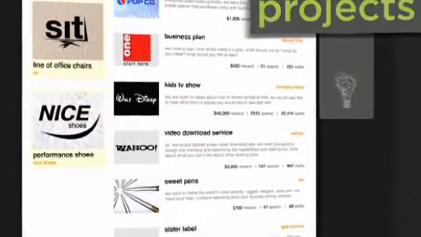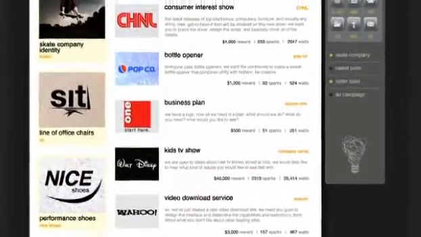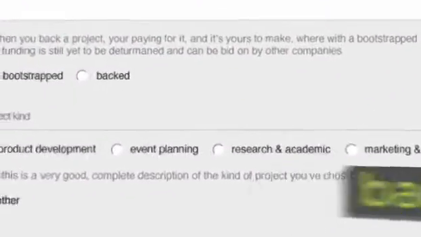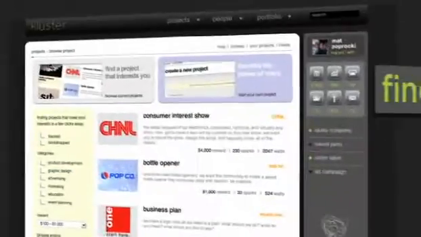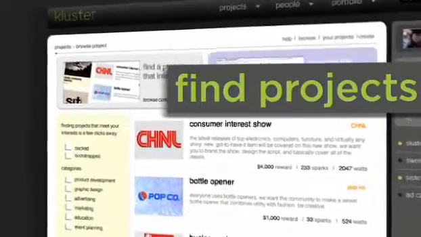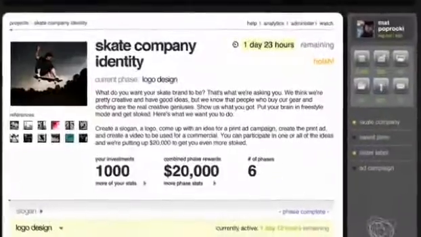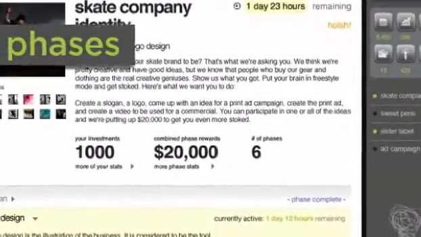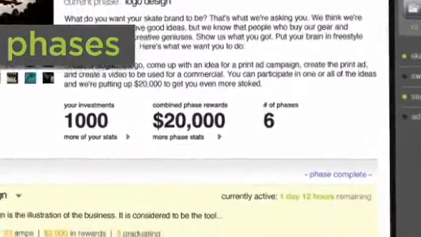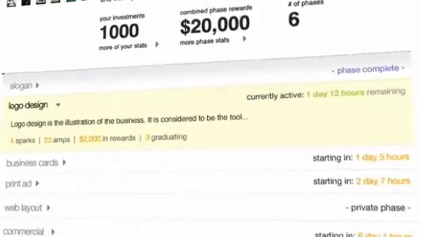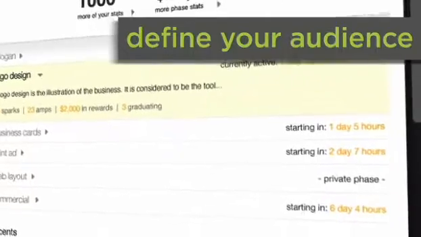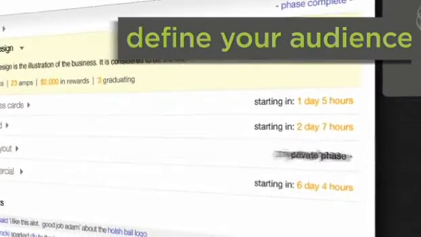This whole community revolves around something called projects. Projects define goals. They can either be backed projects or bootstrapped. Projects can be found by browsing by type, traction, reward, or keywords. Within each project, we break down goals into small, manageable deliverables called phases. Phases provide the opportunity to define your audience, whether it be public or private.